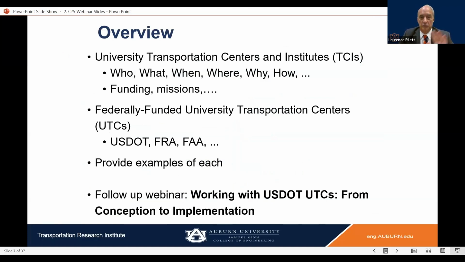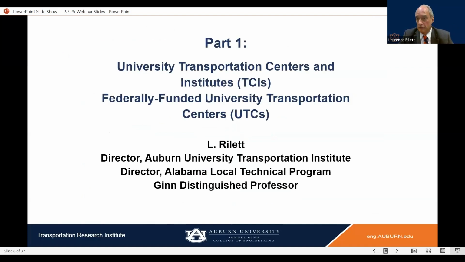So by way of overview, just going over what, when, where, how, funding, missions, and then I'll cover the federal ones. So part 1, I'm going to talk at first about University Transportation Centers and Institutes, TCIs.